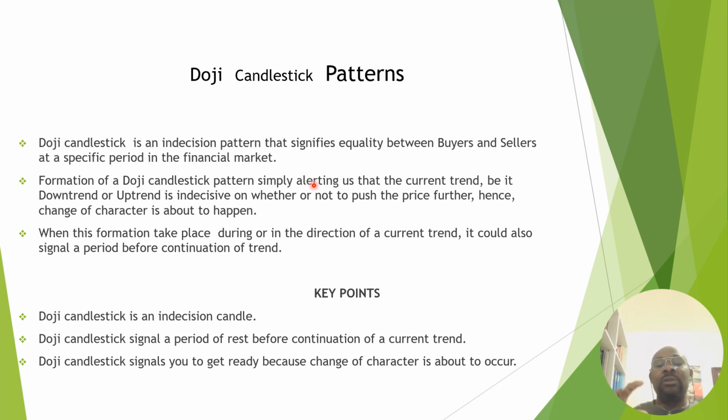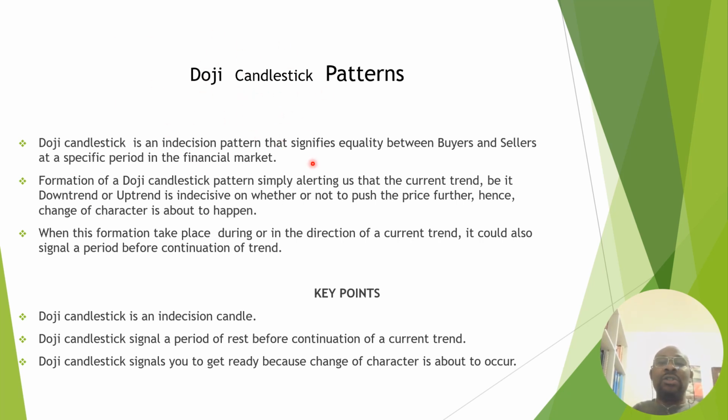Once you see a doji candle, at that point, there is equality. No one is in charge of the market, neither the buyer nor the seller. You just see price static at that level. The buyers have not decided to push the market upward, neither have the sellers decided to push the price downward. So a doji is an indecision candle.